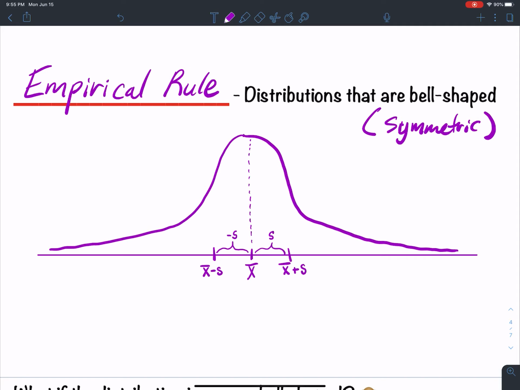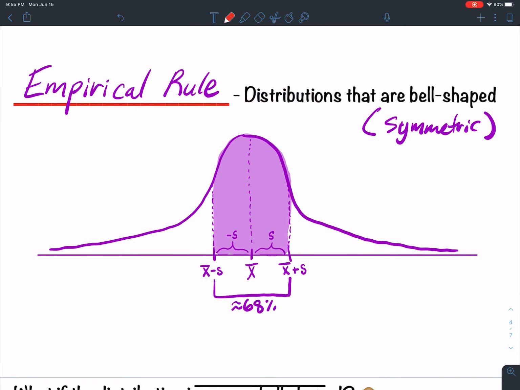So what this area represents is approximately 68% of the data. So 68% of the data falls in this area right here.